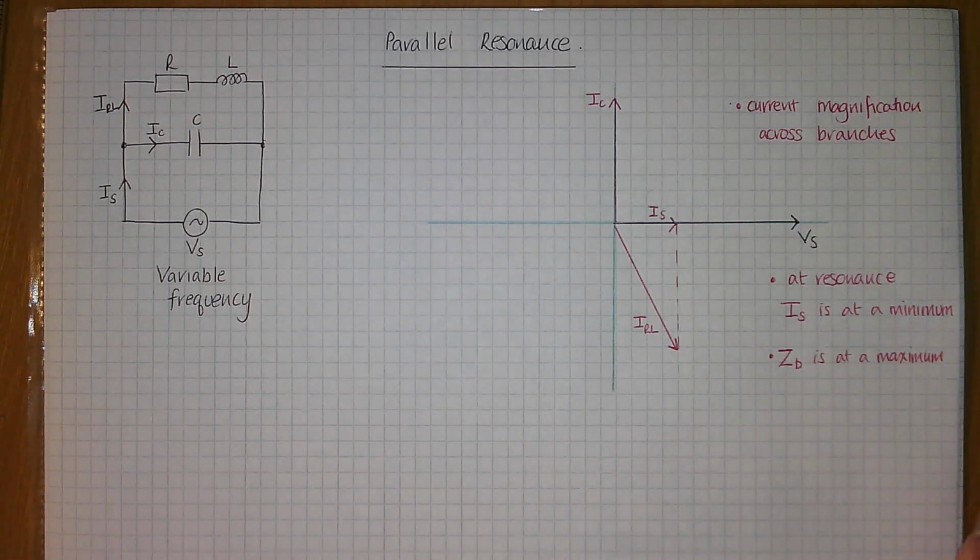So if you're asked to draw the graphs today, you'd expect the same kind of graphs, but the labels would be the other way around. So the impedance would be the big one, the one that went up to a maximum, and your supply current would be the one that came down to a minimum.